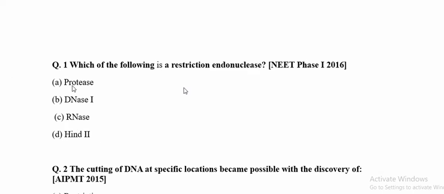So protease is not a restriction endonuclease. Protease is a protein enzyme. DNase is a DNase enzyme. This is also not correct. RNase is a RNase enzyme. This option is also not correct. Option D, HIN2. Yes, HIN2 is the correct option because HIN2 is the first known restriction endonuclease. So I will mark this with a green color. Highlight this. Okay, here option D is the answer.